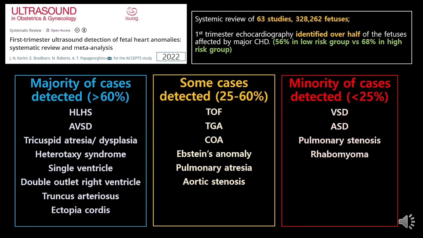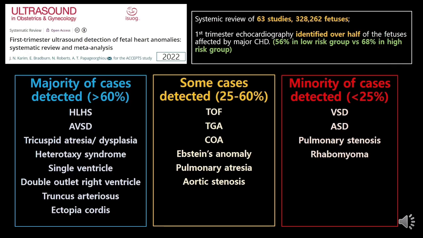This is a systematic review of 63 studies and over 300,000 fetuses published by the Papageorghiou group last year. The major finding is that more than half of fetuses affected by major heart defects were detected by first trimester fetal echo, and 68% in the high-risk group.